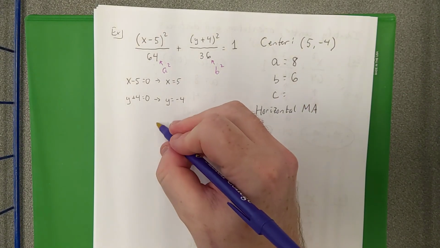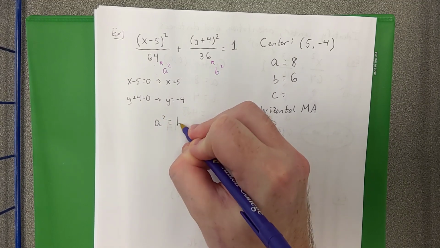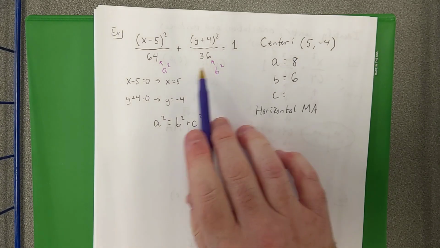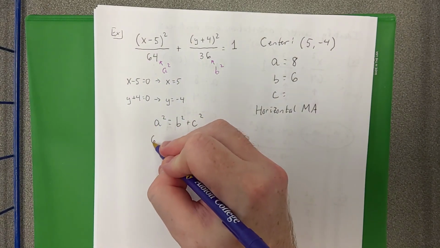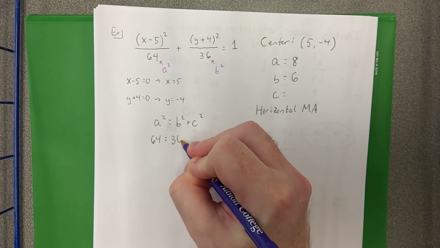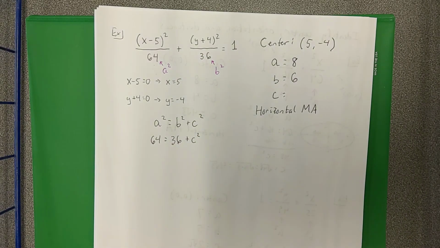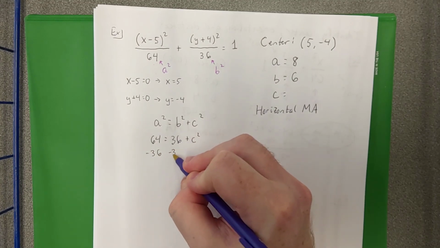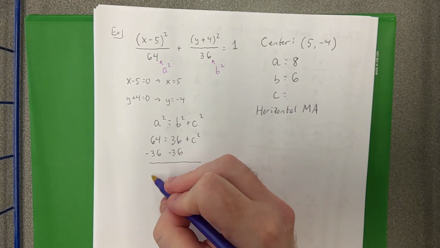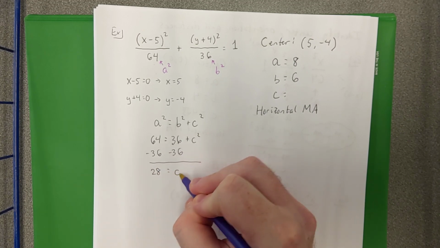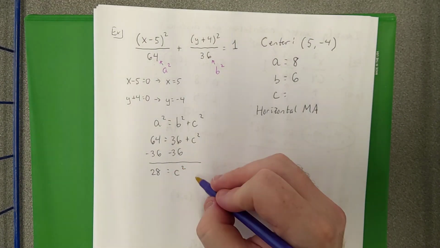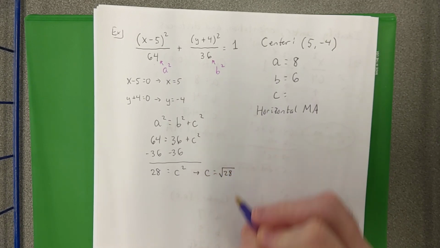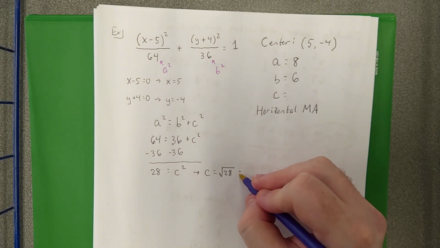To get our value of c, we'll set up our Pythagorean theorem once more. Plug in the values of a squared and b squared that we're getting directly from these denominators. So 64 is equal to 36 plus c squared. To solve for c, we'll do the same as we did for the last couple of examples. We'll subtract 36 from both sides of the equation. We get 28 is equal to c squared, and take a square root to finish solving for c. It's a distance, so we don't worry about the plus or minus. We'll simply call that the square root of 28 for the time being.